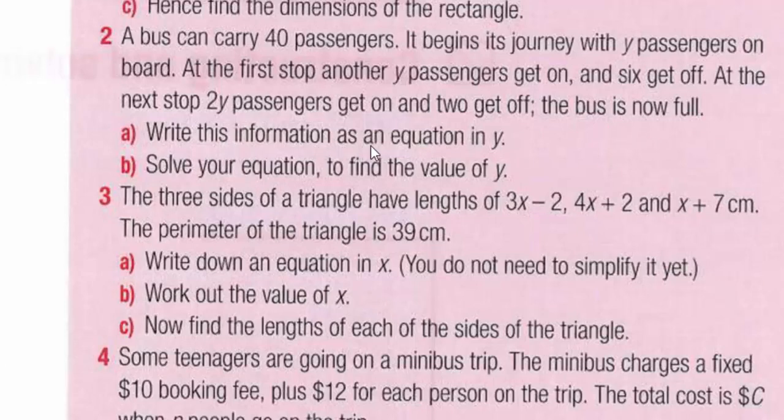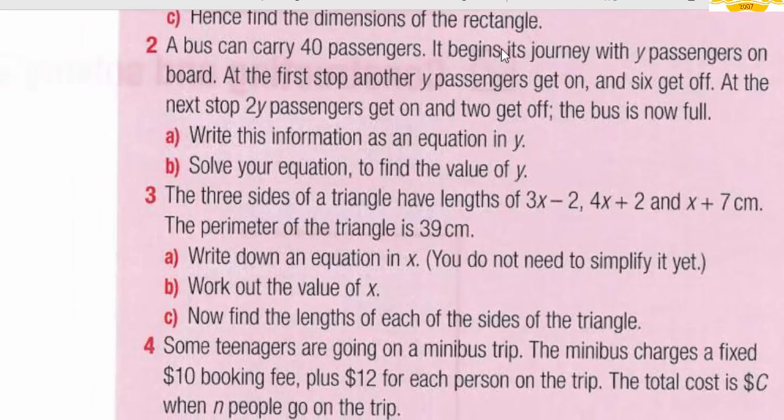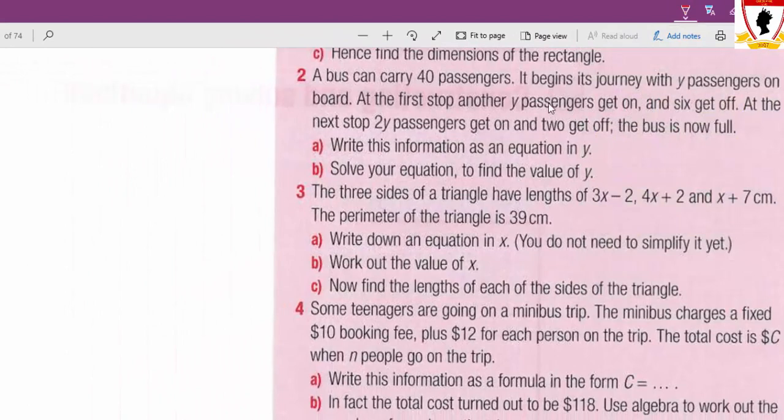Write this information as an equation in y. Okay. How many y's are there? The bus began its journey with y passengers. So we have one y here. y. At the first stop, another y get on, plus y. And 6 get off, minus 6. At the next stop, 2y passengers get on, so plus 2y. And 2 get off, minus 2.